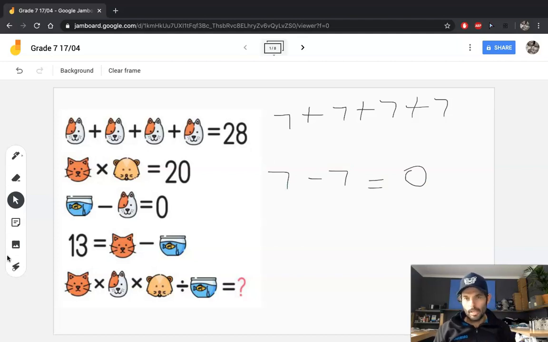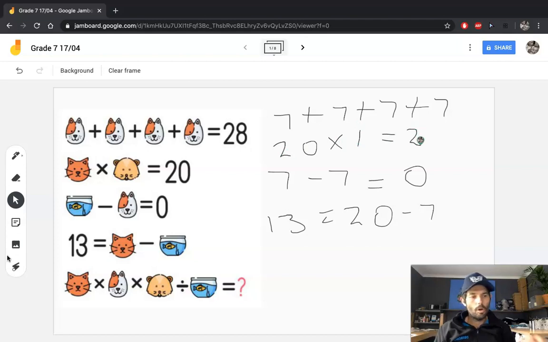Then if I go to the next line down, I know that 13 is equal to 20 minus 7. So the cat is equal to 20. Then I'll just go look at my top line. So it must be 20 multiplied by 1 is equal to 20. So the mole is equal to 1. And then when I get to the bottom line, I'm just going to fill in those values. We said that the cat was 20, the dog was 7, the mole was 1, and the fishbowl was 7.